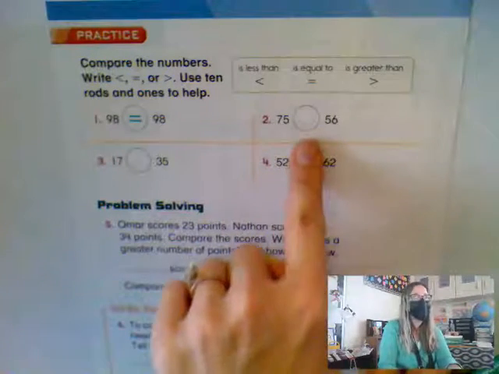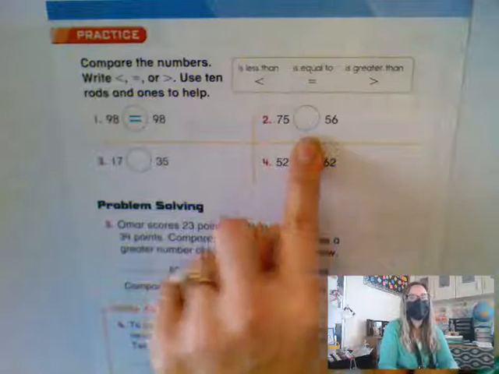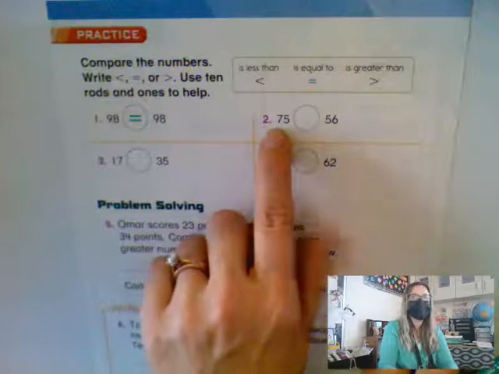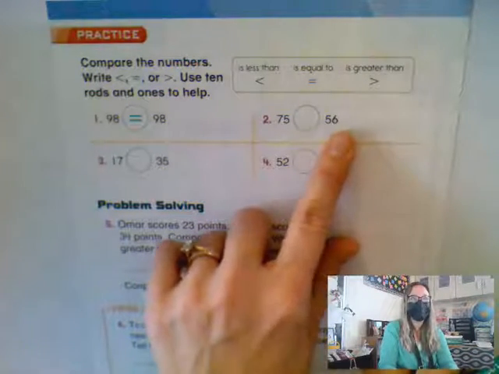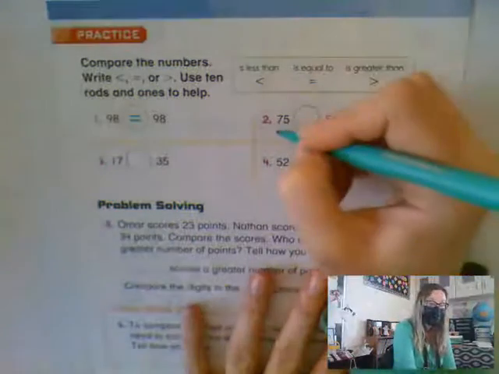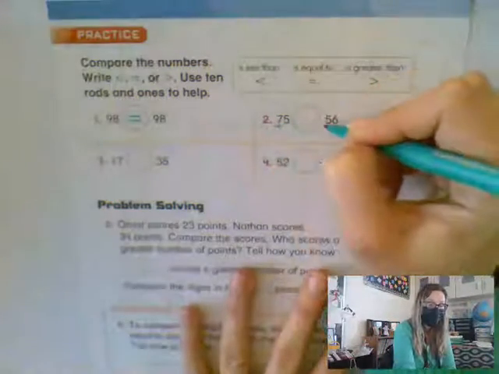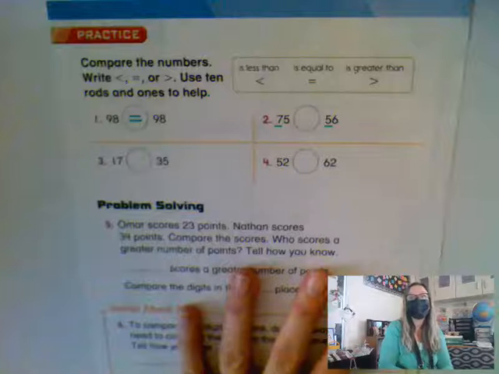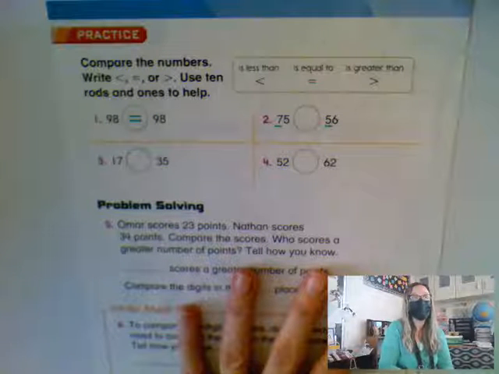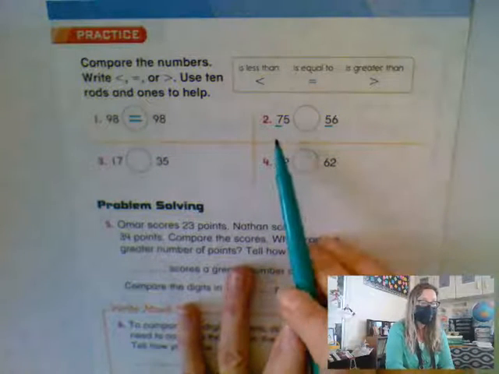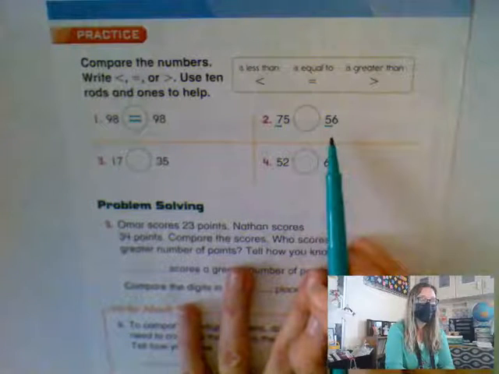Now let's look at number 2. I have the number 75 and the number 56. To compare them, I start by looking at my tens. The one that has more tens will be the bigger number. So Brooklyn, which number has more tens? 75 or 56?